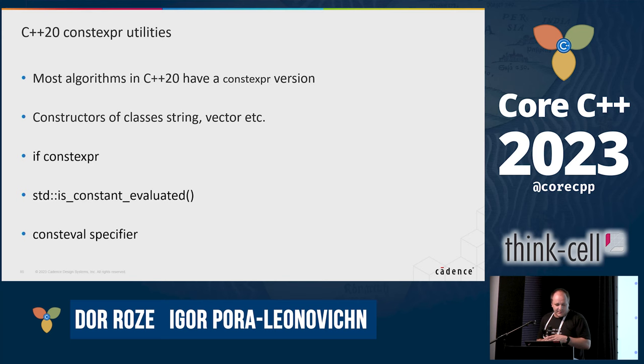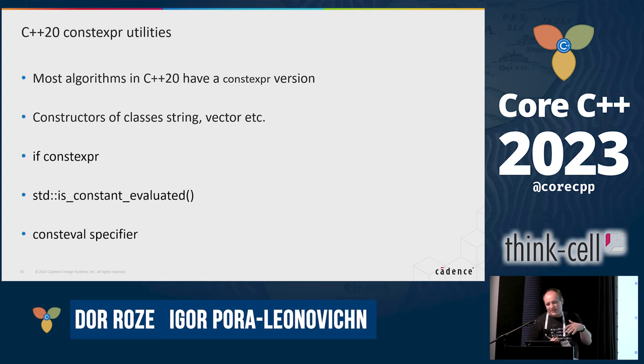So C++20 provides us with some utilities that can help us with constexpr programming, or doing our work during compilation. Most algorithms in C++20 are constexpr, so they can run in a constexpr context.